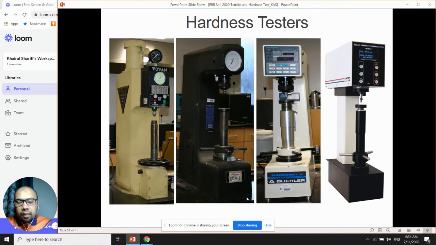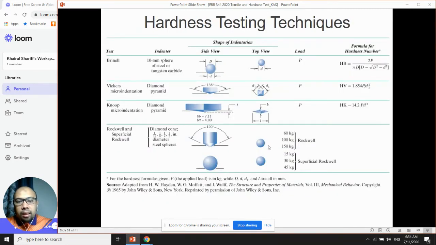You can see later when you go to the lab for EBB 317 next semester. You will go through all these tests. Here are the hardness testing techniques. As I mentioned before, for hardness tests we have Brinell, Vickers, Knoop, and Rockwell.